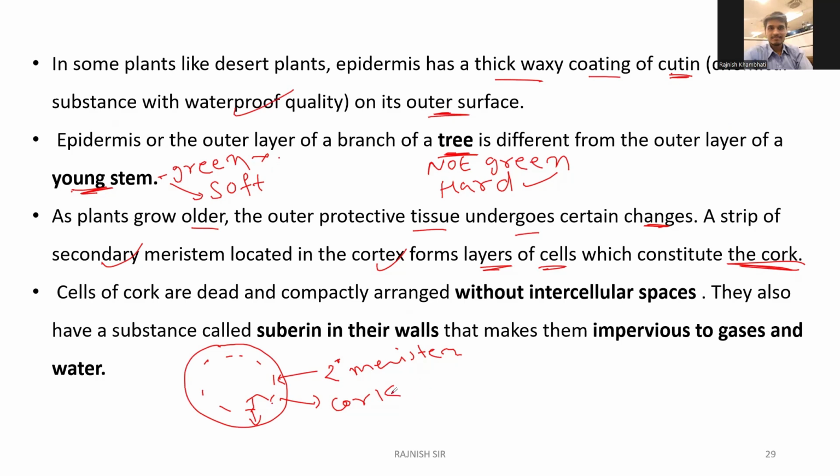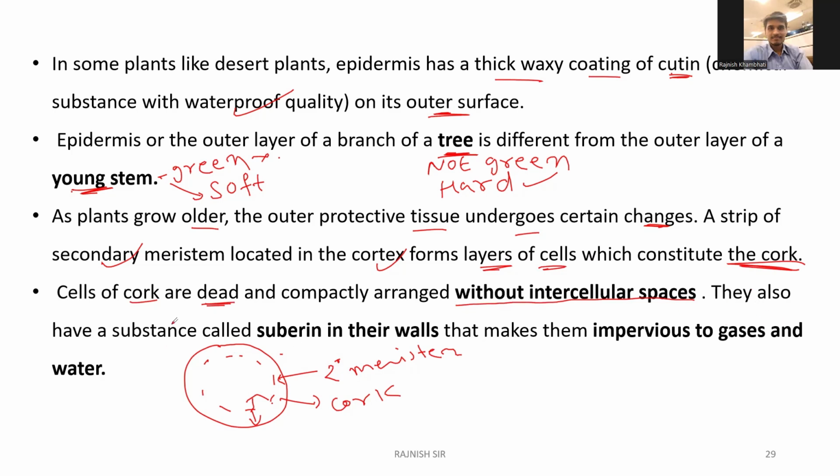Now it's a long story, so we are not going to discuss it, but this is the simplest story for you to understand. Again, let me tell you, this is the section of a stem. And inside, just below the bark, the outside portion, a cork cambium is present. Now, cells of the cork are dead cells, remember this, and compactly arranged without intercellular space. They do not have space. They are very compactly arranged.